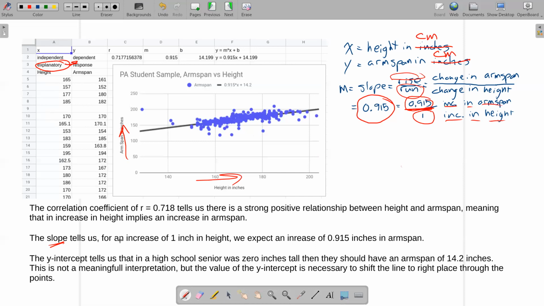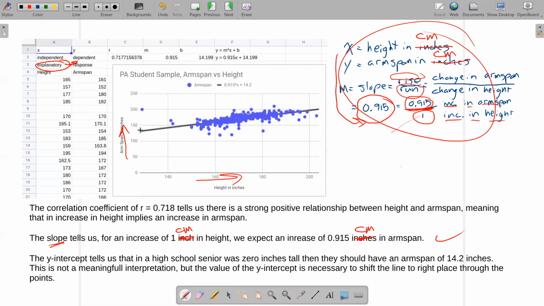So I have, for an increase of 1 centimeter in height, we expect an increase of 1 centimeter in arm span. So that's the interpretation of slope. Okay, and to interpret the slope, you got to do quite a bit of work to think about what it means. It's complicated. So think about that. Every time I interpret a slope, I have to go through all of this work to make sure I get a decent sentence.